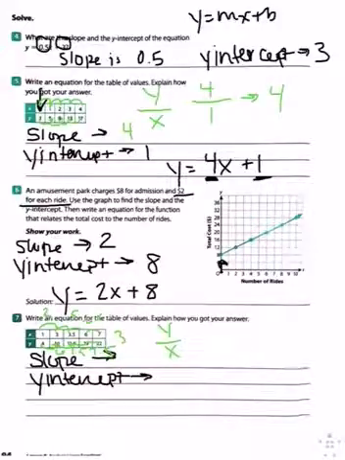So I'm going to take one set of numbers. I'm going to take 2 and 6. That is going to be my fraction, 6 over 2. 6 divided by 2 is 3. That tells me that the slope is 3.